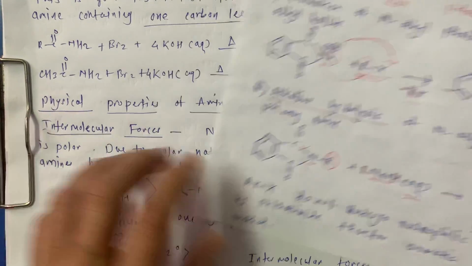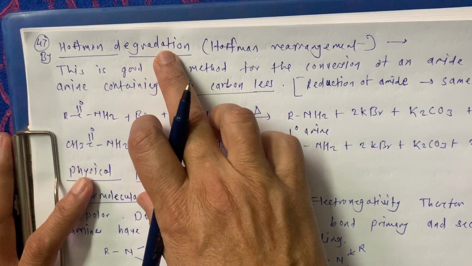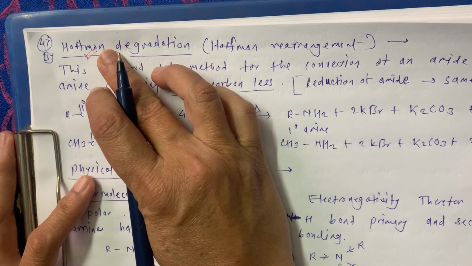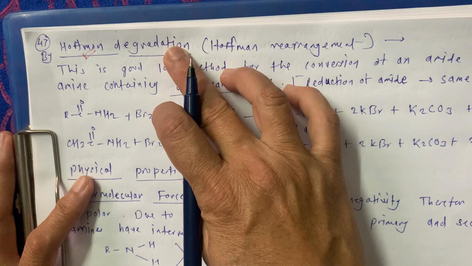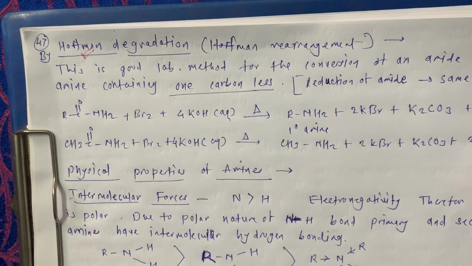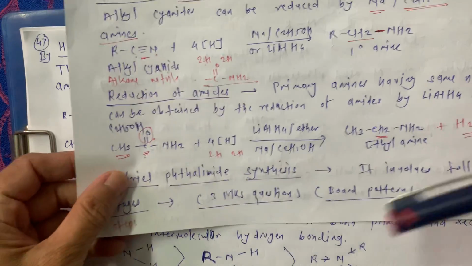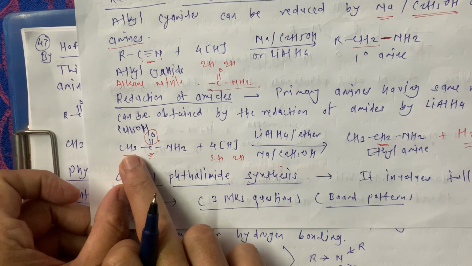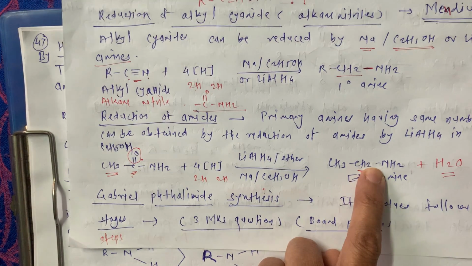Okay, next one is Hofmann degradation. This is again the name of the scientist, Hofmann. This is the degradation, because we studied already that the amide is converted into primary amines like this. But now here 2 carbons are in the reactant, and here also 2 carbons in the product.